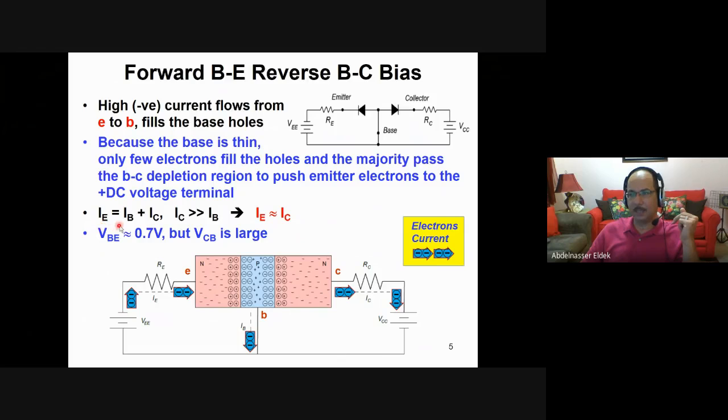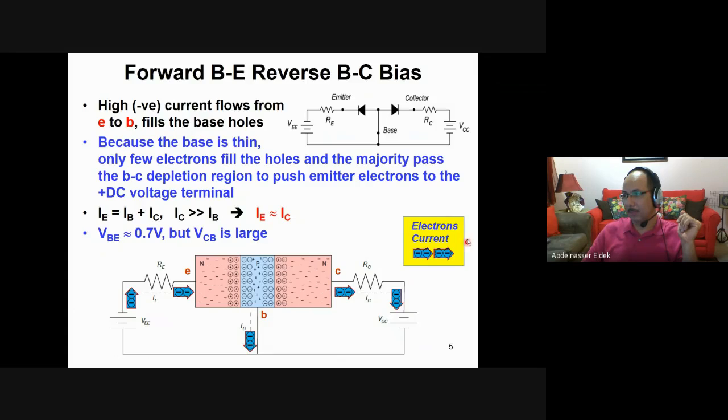Here we can see the relations. As I said, IE equals IB plus IC, and IC is much larger than IB, so you can say that the emitter and collector currents are almost the same. Because B and E is a forward bias, the voltage between B and E is almost 0.7 volt, because this is almost a diode in forward bias. But VCB is bigger than 0.7, though it depends on the circuit, of course.